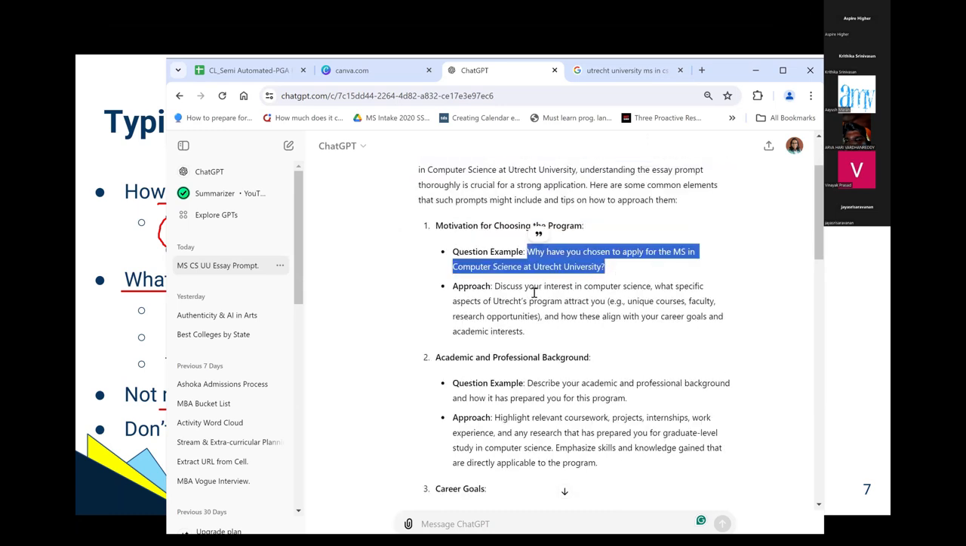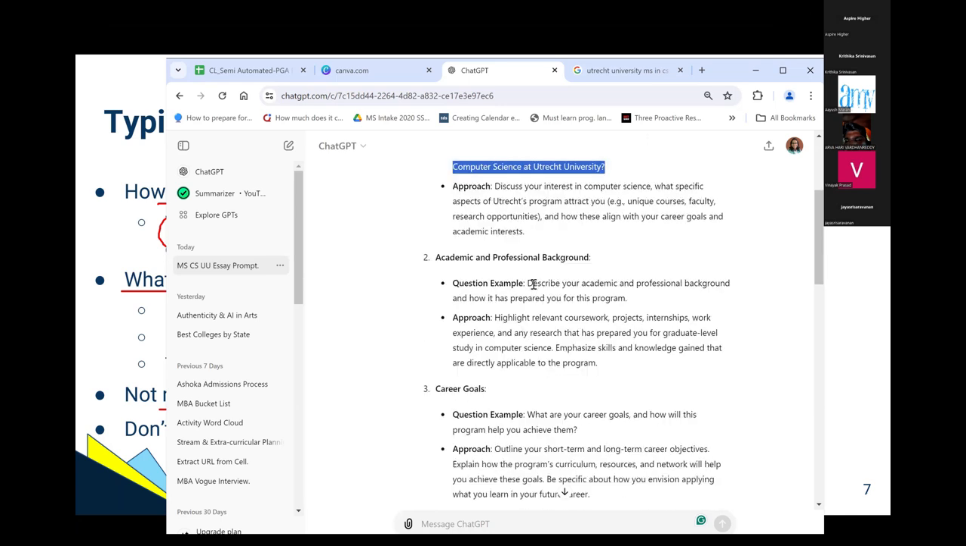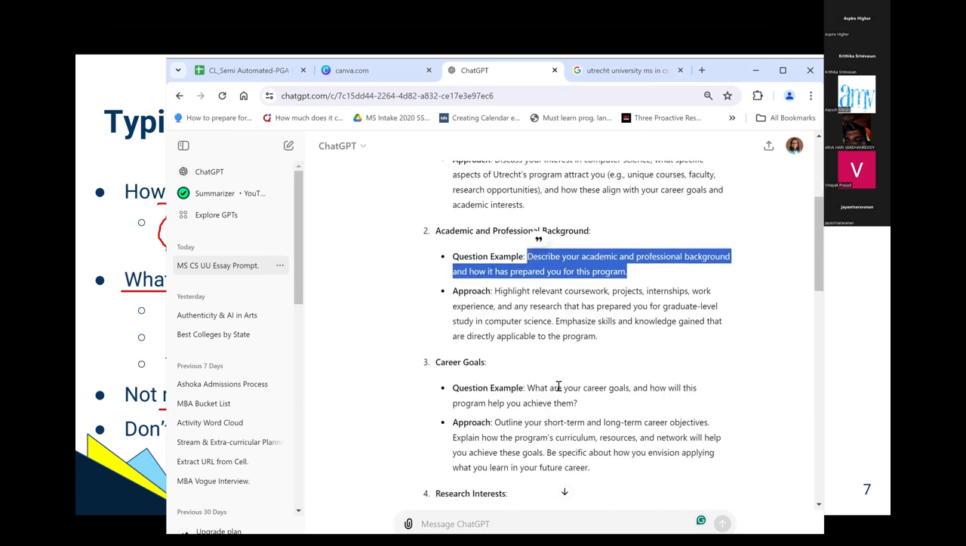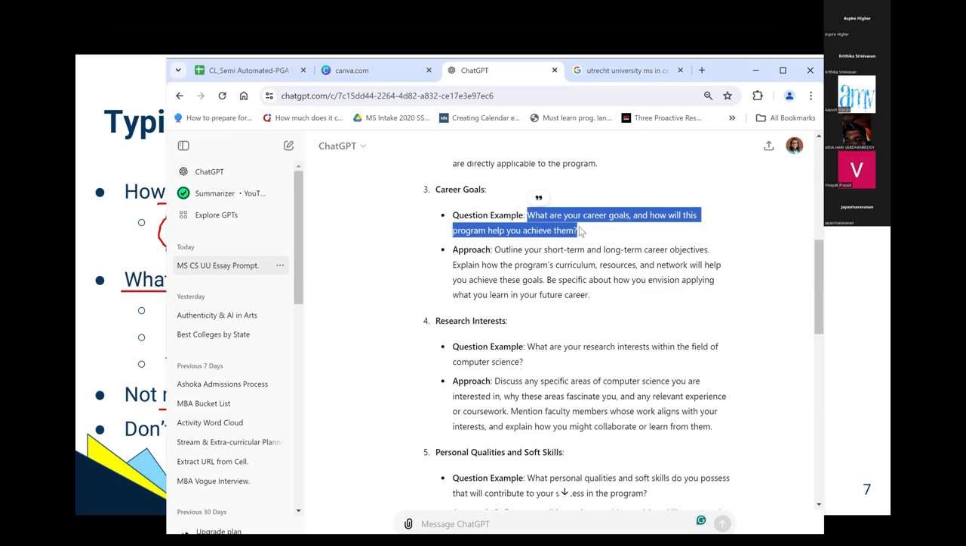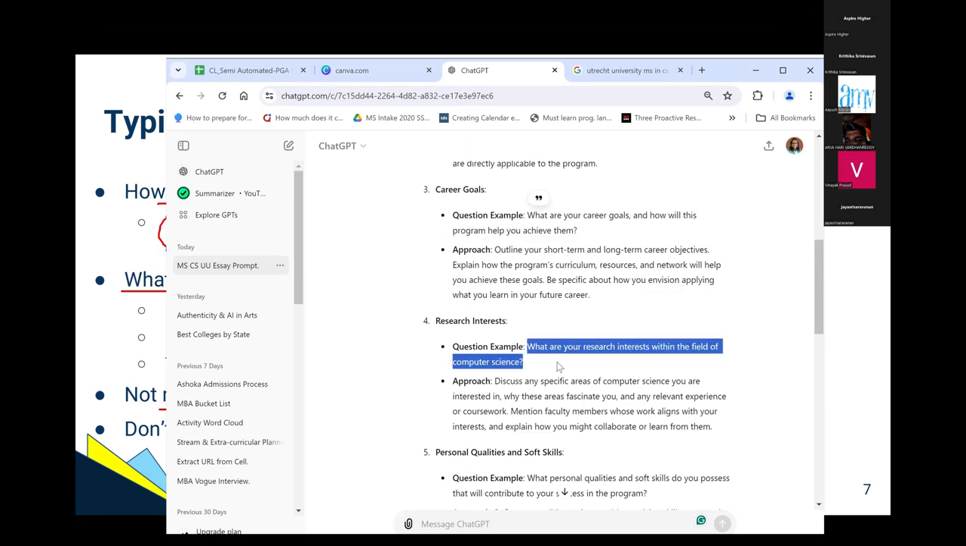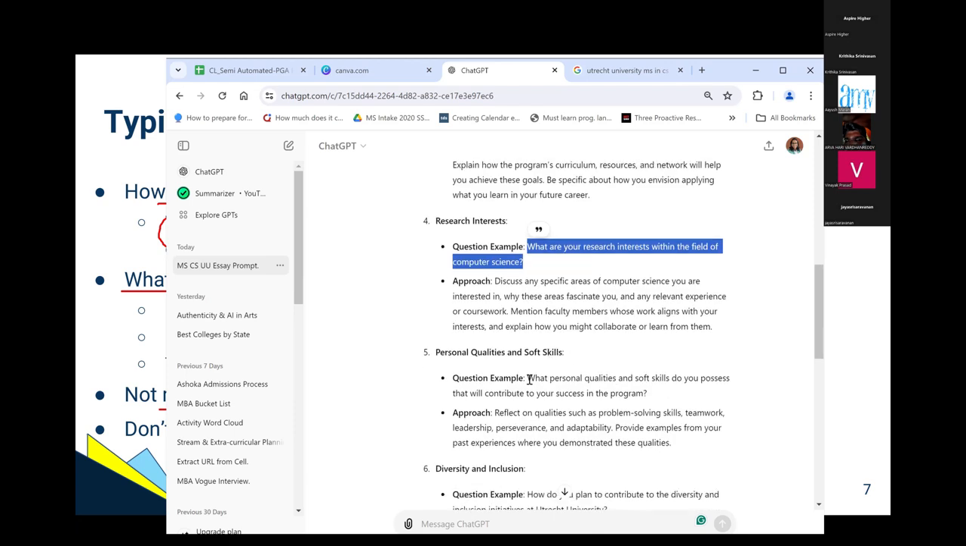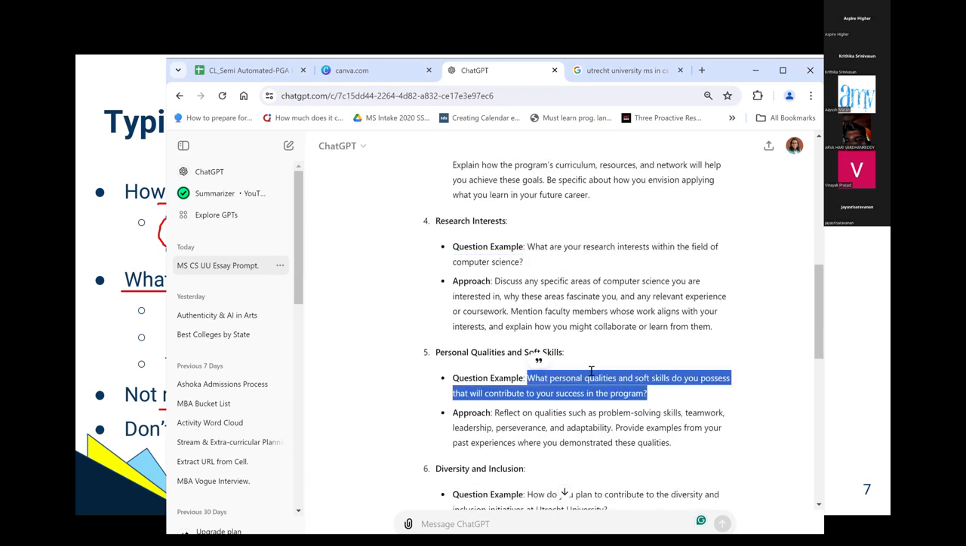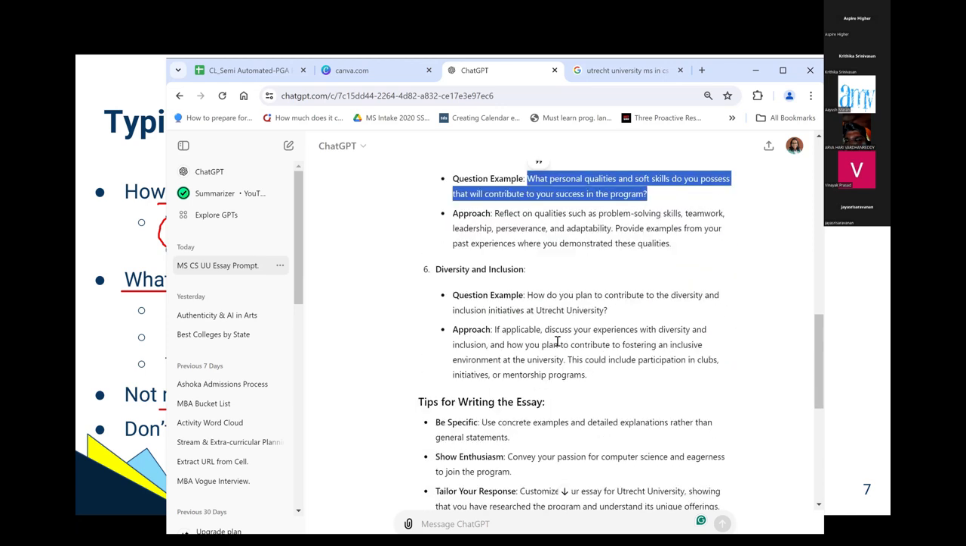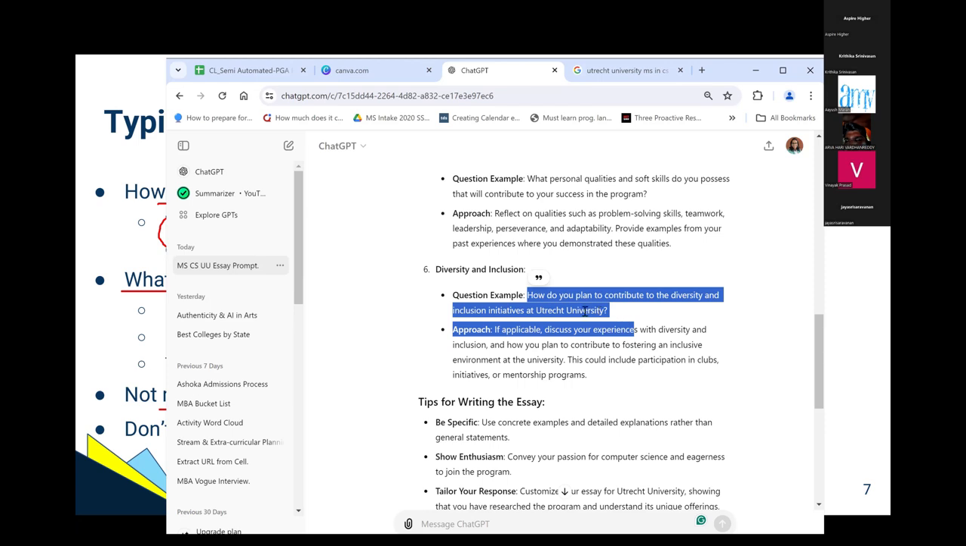So you get questions like, why are you applying to the Masters? What is your academic or professional background? What are your career goals and how will you achieve them? What are your interests within the field of computer science to which you're applying? What are the qualities or abilities that will help you get into this program? And then, how would you contribute to the class later on?